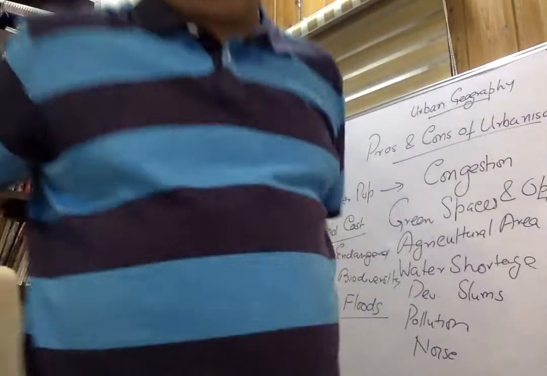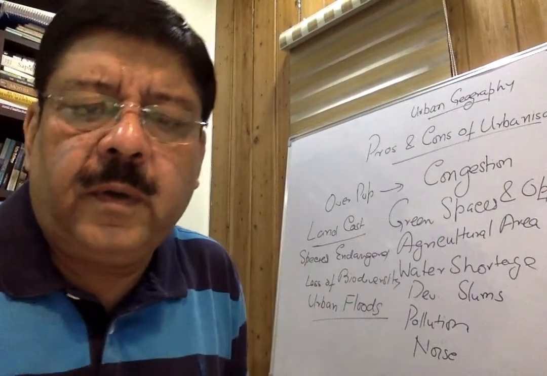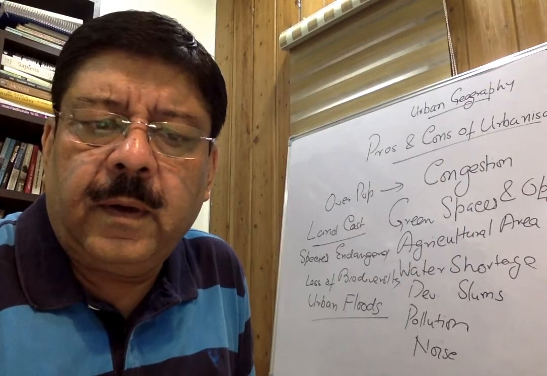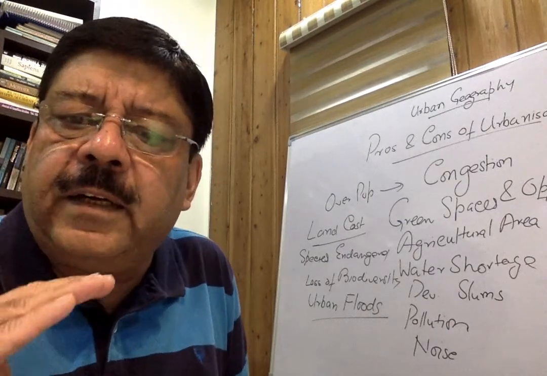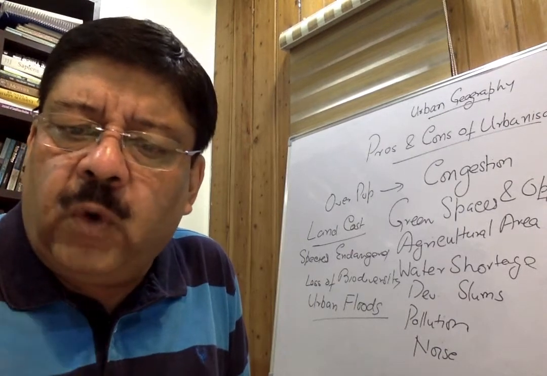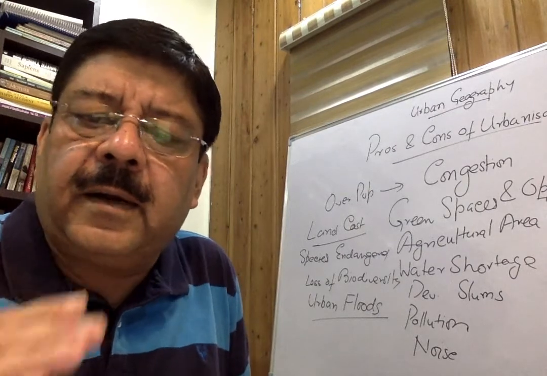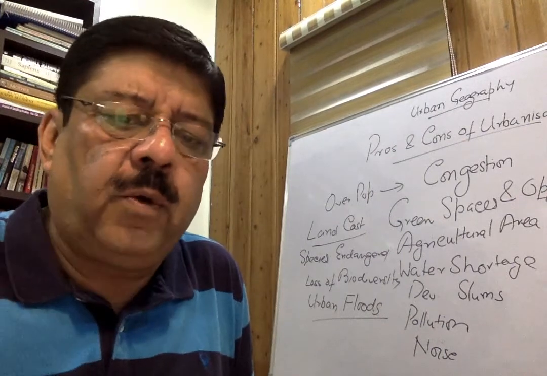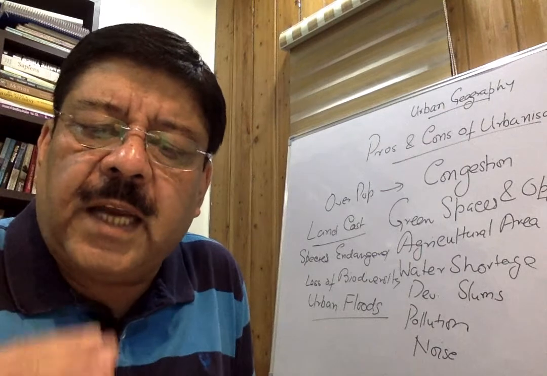Why are floods more dangerous in urban areas? Because the drainage system is not that good, and apart from that, when we concretize the land and line the drainage system, water cannot go in. In rural areas, the drainage is not lined, so the water goes deep down and is absorbed. But in urban areas, it is lined.